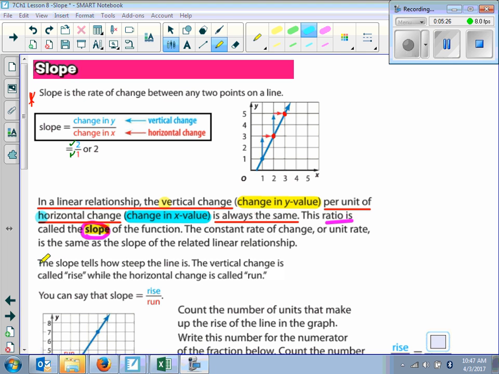All right, so it says here that the slope tells how steep a line is. The vertical change is called the rise, and the horizontal change is called the run. Please make sure you write that down. Actually, you can write this down right here. The slope is the rise over the run.